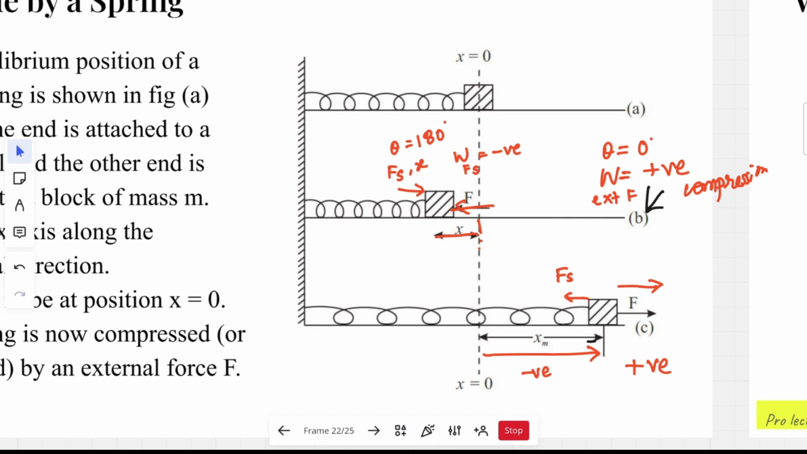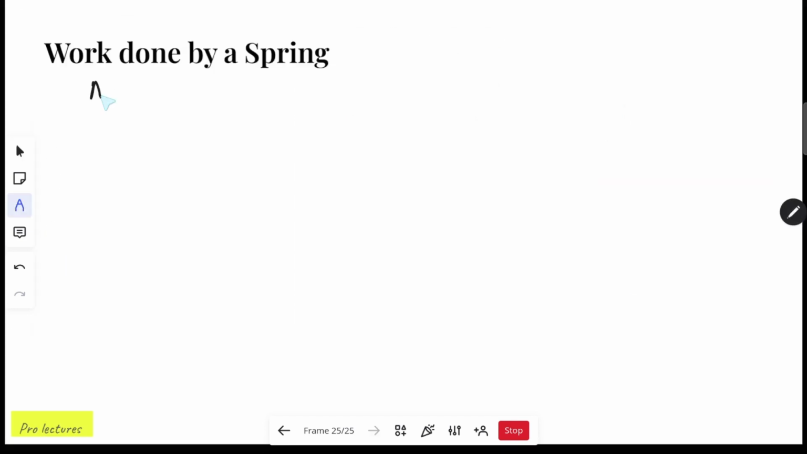That determines whether the work is positive or negative. Now that we know whether the work is positive or negative, let's calculate the magnitude of it. Initially at x equal to 0, when it is at equilibrium, the restoring force or the internal force is also 0.